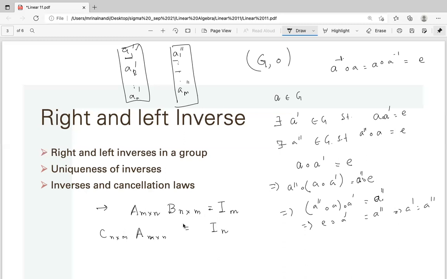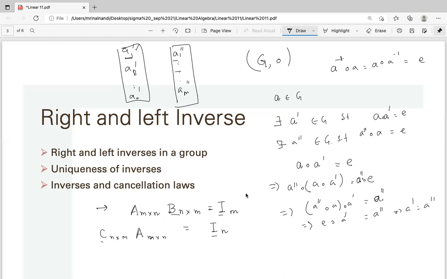And you will get B equal to C. But the problem is these two are not the same identity. So can I say these are inverse? No, we can't say these are inverse. So B is the same as C, and B is a right inverse and B is also a left inverse. But it is not an inverse because M and N are different.